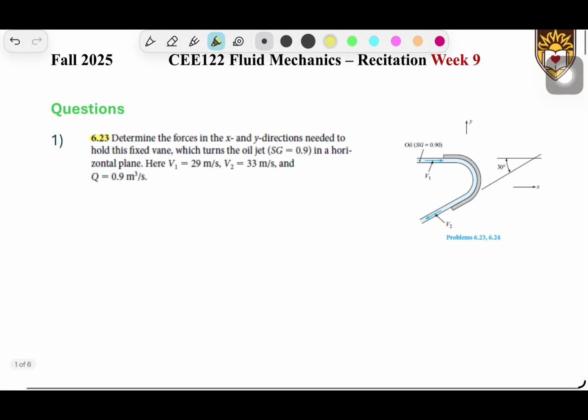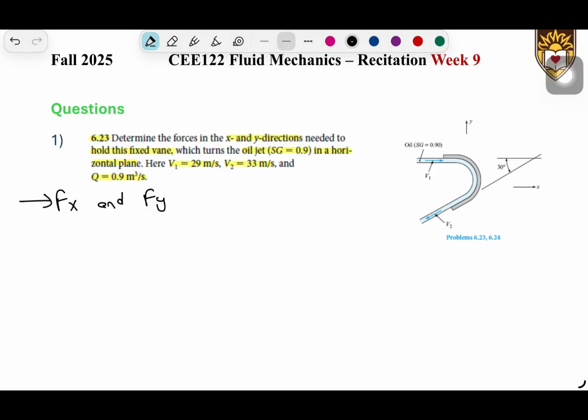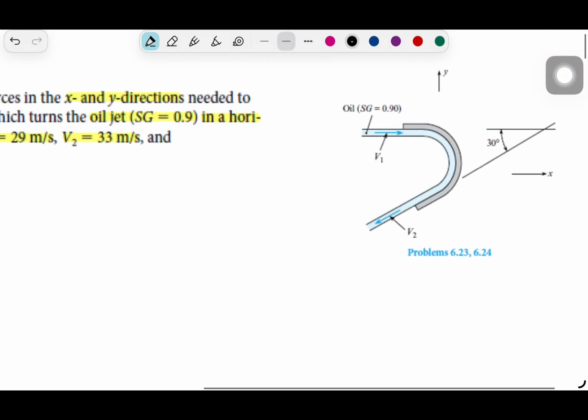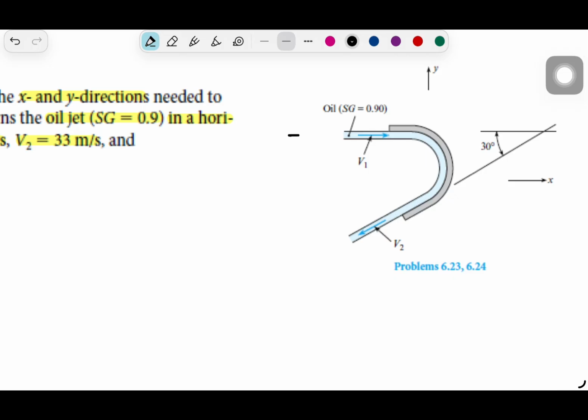In this question, we are going to determine the forces in the x and y directions needed to hold this fixed vane, which turns oil with a specific gravity of 0.9 in a horizontal plane. We have velocity 1, velocity 2, and the flow rate given. So basically we need to find Fx and Fy, which are the forces in the x and y directions. And let's see what we have.